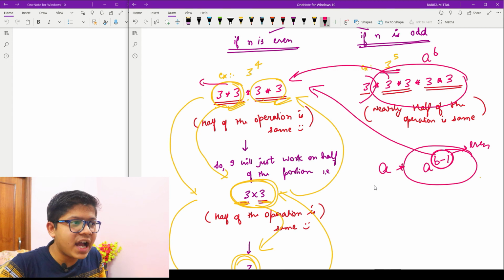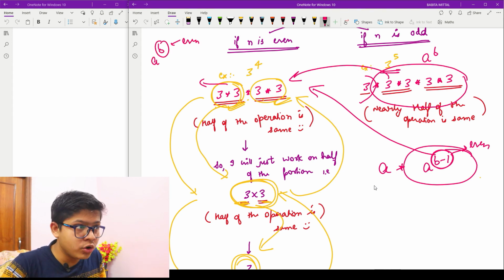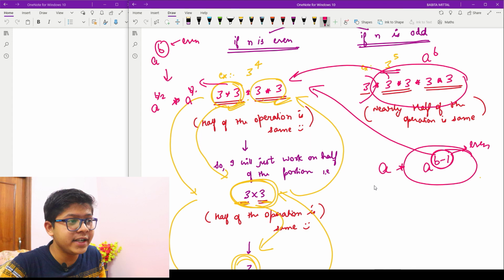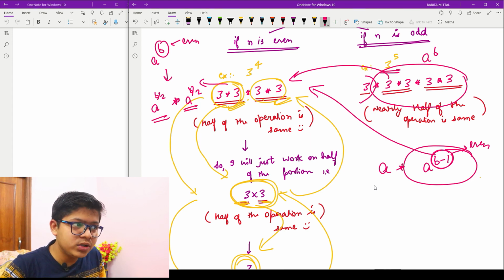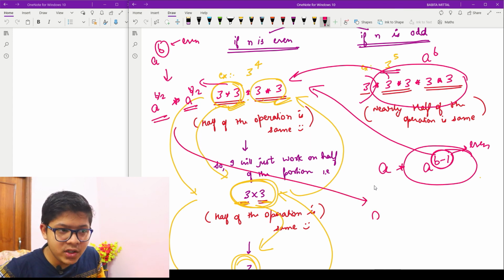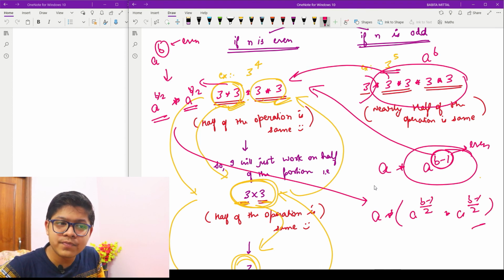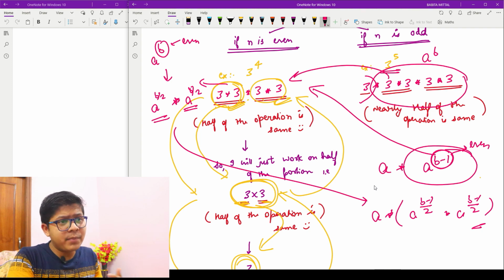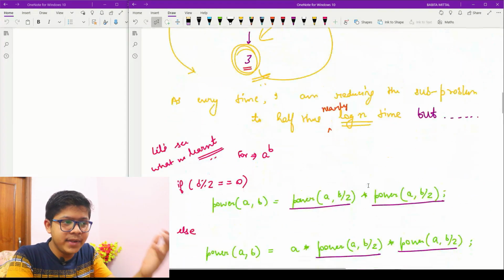Now as I was saying, a raised to the power b, where b was even, I need to compute a raised to the power b by 2 and multiply the same thing, which is a raised to the power b by 2. Thus I will do the same thing here as well. I will do a into a raised to the power (b minus 1) by 2 into a raised to the power (b minus 1) by 2. Now you will understand it much better after seeing the thing below.